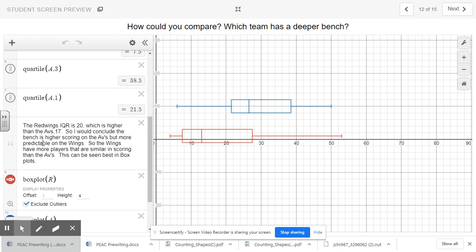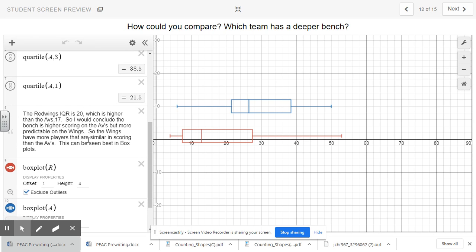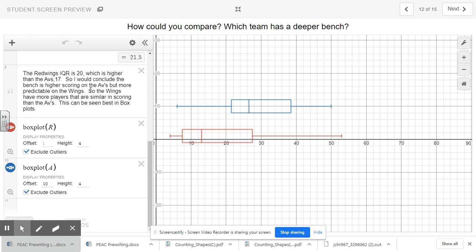So I would conclude that the Avs, but clearly it's also higher scoring, right? Like the medians are still higher. So they are higher scoring than the Avs, but more predictable on the wings. Why did I think that? They're not more predictable on the wings. They're actually less predictable because the range of the IQR, the interquartile range, is higher. So I actually said that backwards.